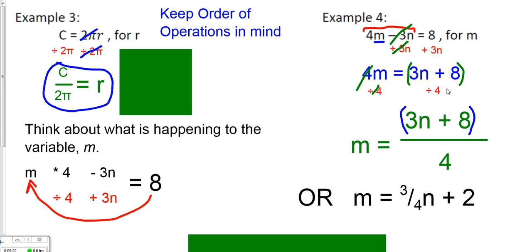Plus 8 divided by 4, well, we know that right away is 2. So we would call it 2 instead of 8 divided by 4. Either of these is an acceptable answer for m. You can call it either one as long as you do your steps correctly. Add 3n to both sides, divide by 4 on both sides.